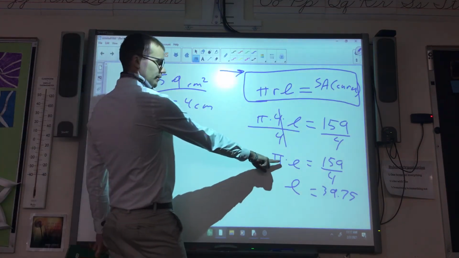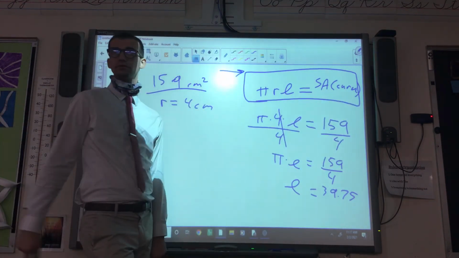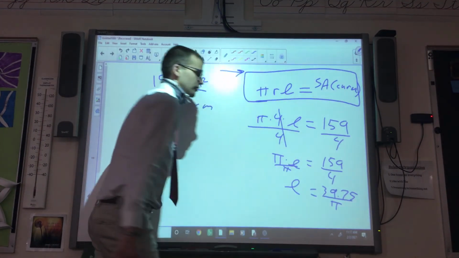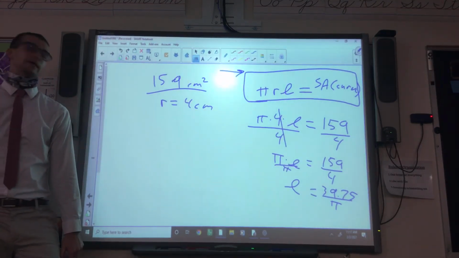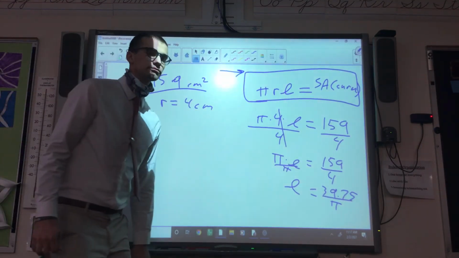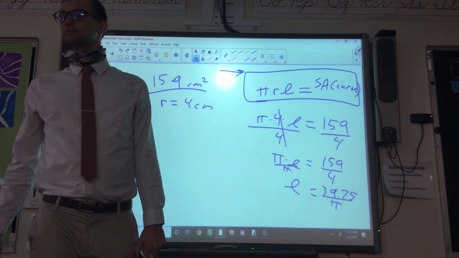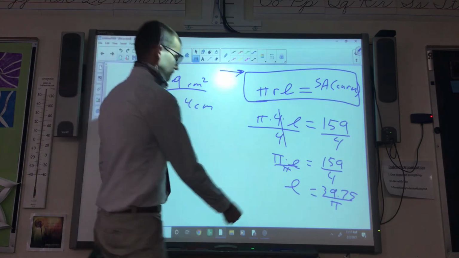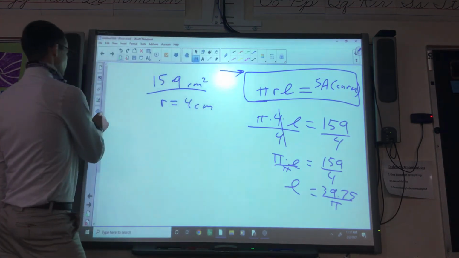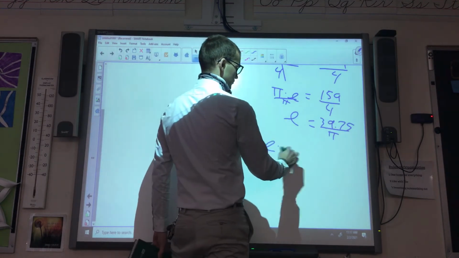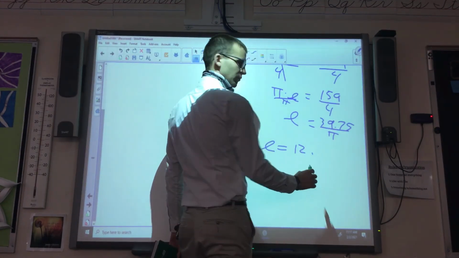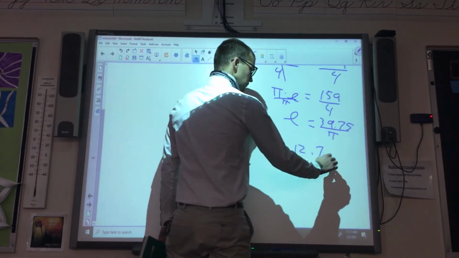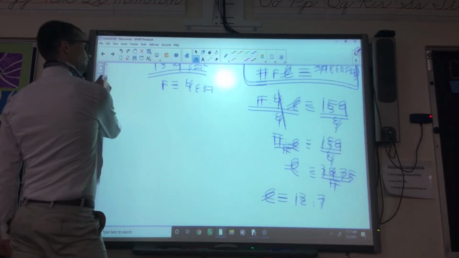And what do you have to do with 39.75 to get what L is? Nope, this is being multiplied by here. To get pi off the side, you don't multiply it, you divide. So divide that by pi now. 39.75 divided by 3.14 is 12 point something. What is it? 12.65923567. Hey, round to the nearest tenth. So 12.7. And this is what, inches? Centimeters.